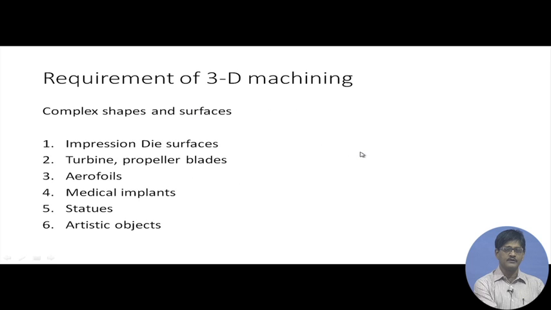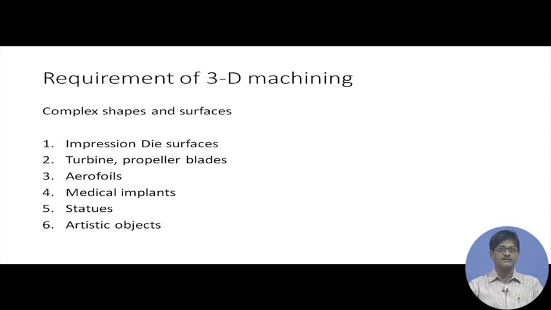First of all, why do we require 3-dimensional machining, and what is 3-dimensional machining after all? 3-dimensional machining essentially involves 3-dimensional movement of the cutter. It is not simply the cutter moving around in 2 dimensions and cutting out some 2-dimensional profile out of some, say, plate-like material, etc. No, it involves simultaneous 3-axis motion of the cutter.